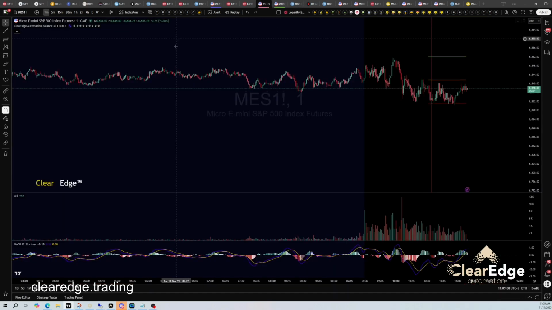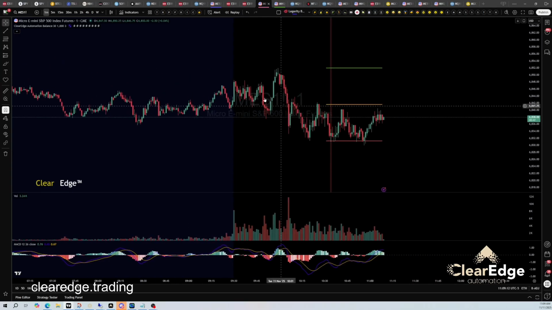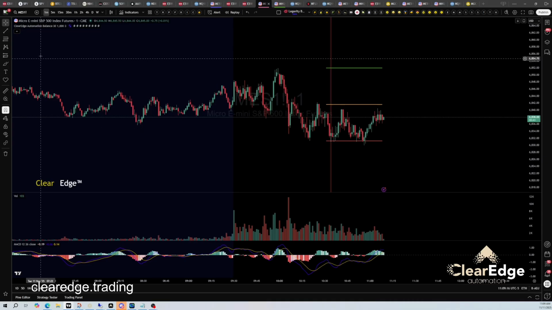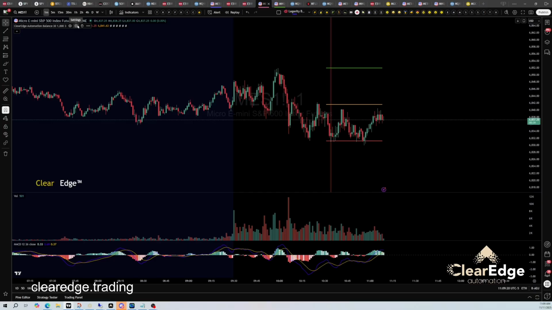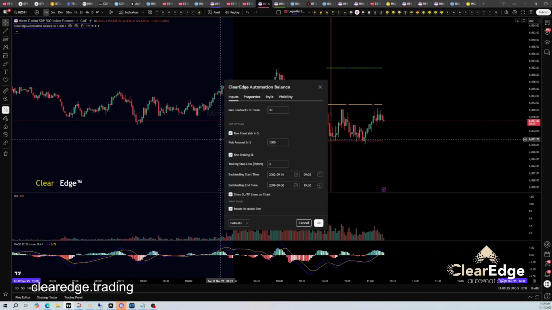Next up, we have the initial balance strategy. There are some MNQ settings that we're testing, but right now MES is the primary instrument that we're trading this on. There's not a whole lot you need to do to this. You need to figure out the risk for your account. I have it on a fixed dollar risk of $1,000 with 30 contracts max. And I use a 3-point trailing stop loss.